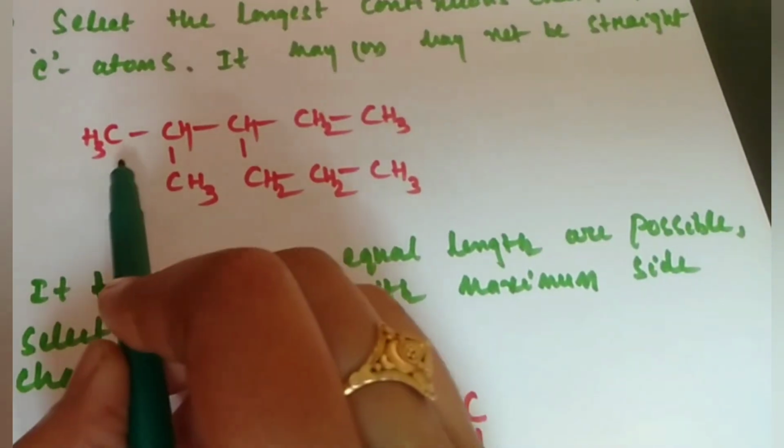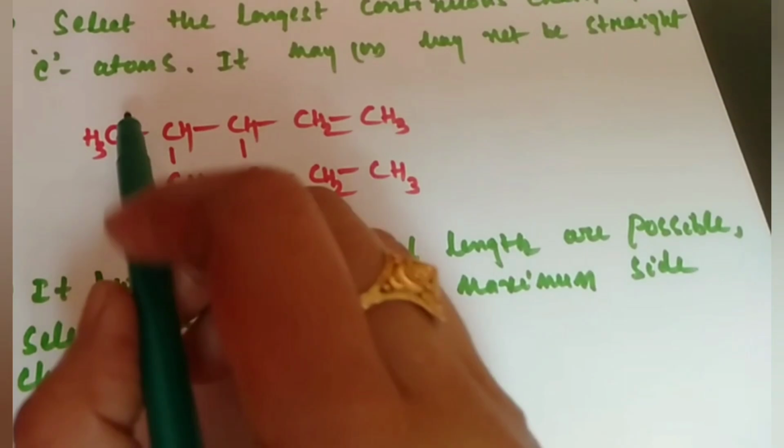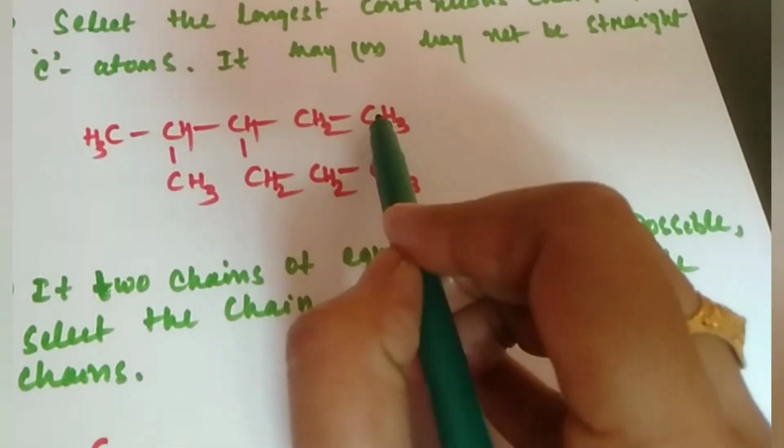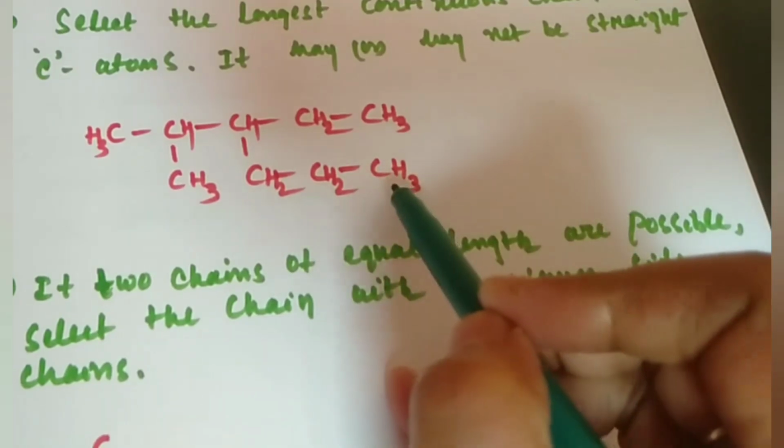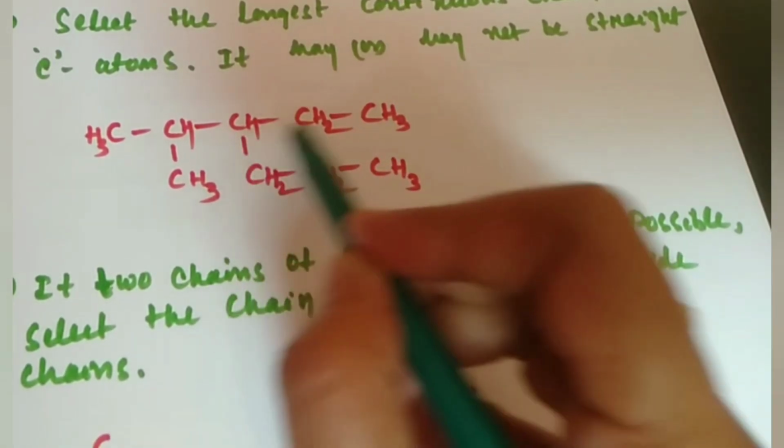So if I proceed like this: 1, 2, 3, 4, 5. No. The maximum number of carbon atoms are present if I move from this side: 1, 2, 3, 4, 5, 6.